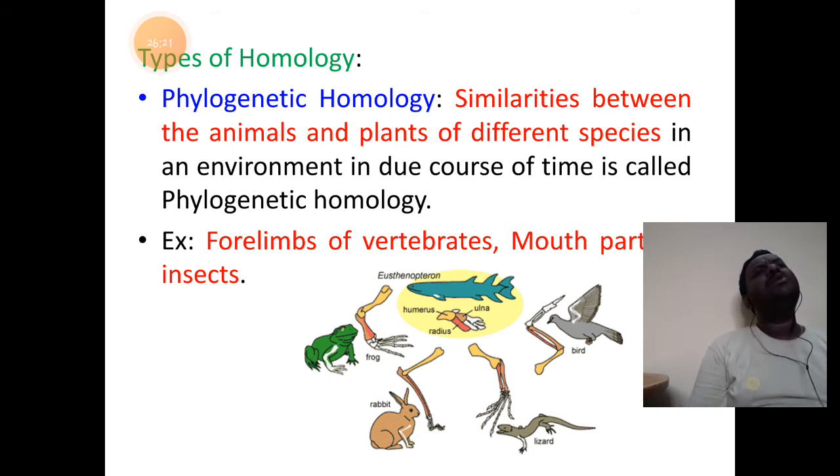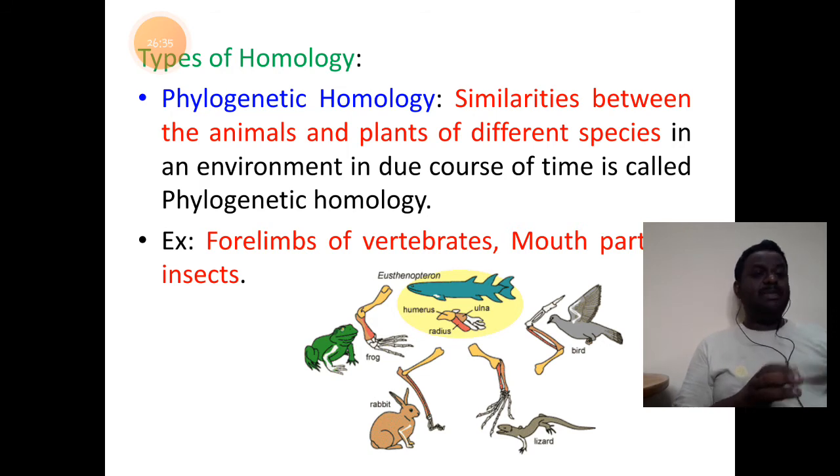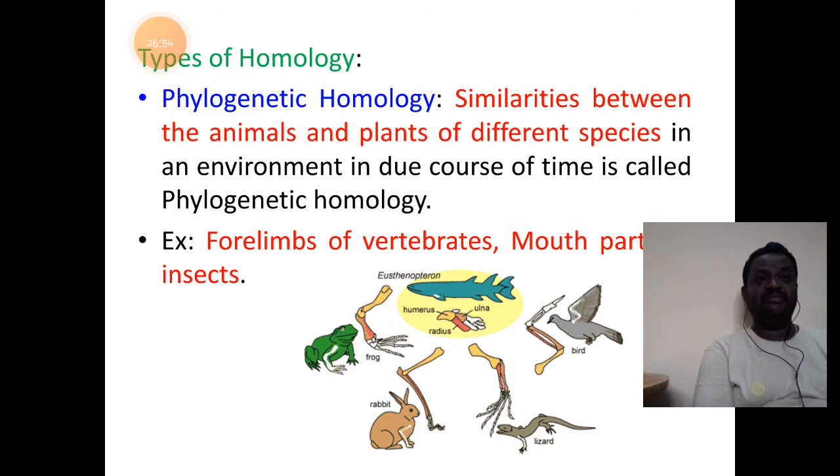It refers to homology with phylogeny, or similarities between different species of animals and plants in an environment. We find similar structures but in different organisms of plants and animals in a given environment. Such organs are called phylogenetic homologous organs. Examples are the forelimb of the vertebrates and the mouth parts of insects, which are related to your present syllabus.